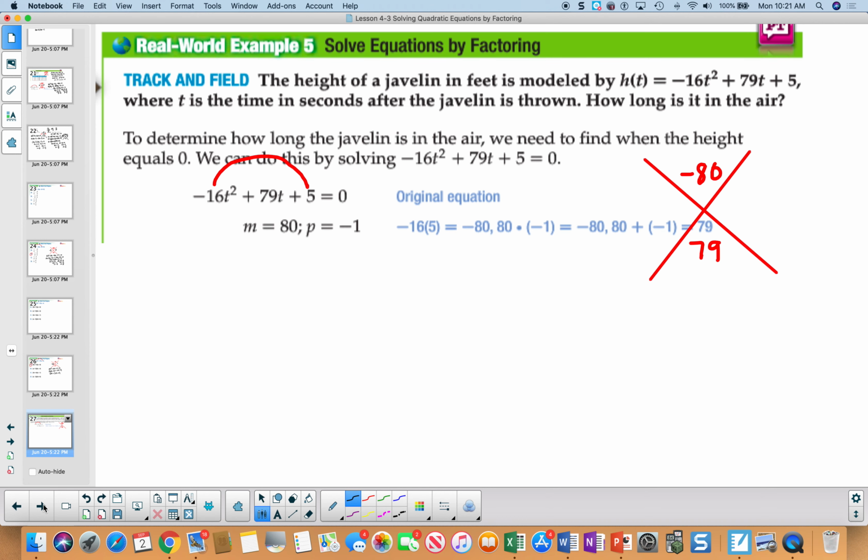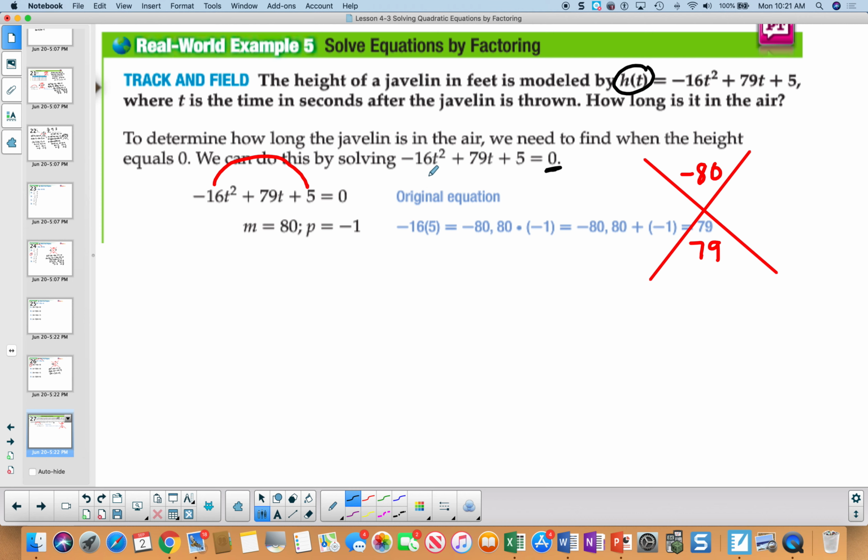Last problem, we're going to solve this height problem. We want to find out how long this is in the air. And so what we want to do is find when the height is 0. And when we find when the height is 0, that'll tell us how long it was in the air.